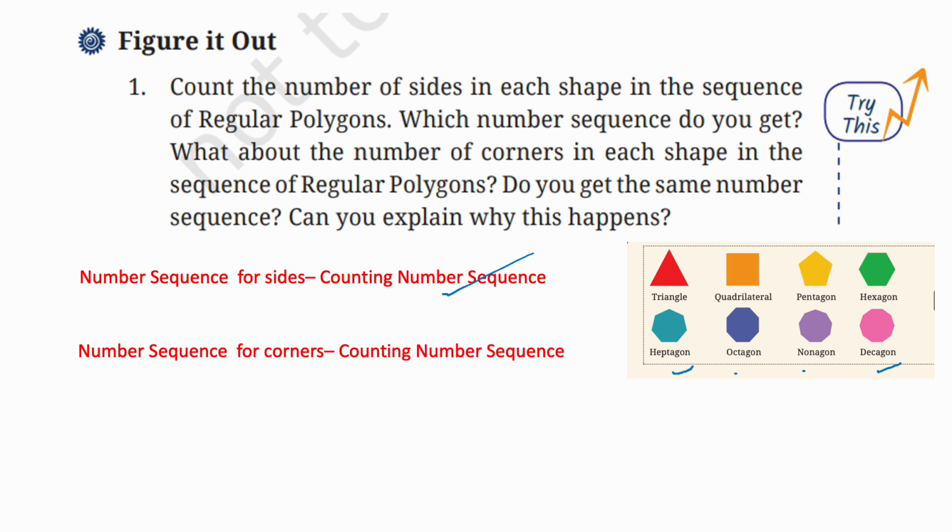Can you explain why this happens? Because in regular polygons, sides and corners are equal in number. In a triangle you have 3 sides. How many corners are there? 3 corners. Both the number of sides and the number of corners are the same in regular polygons.